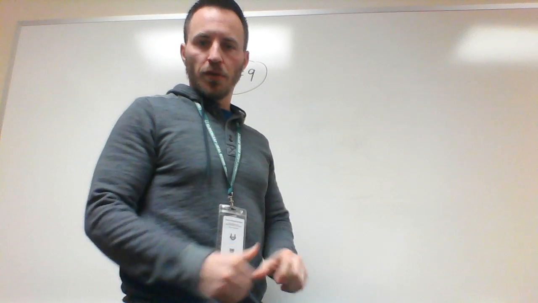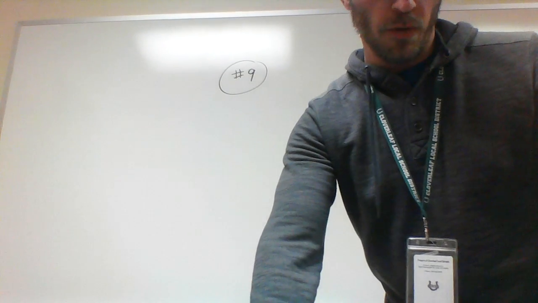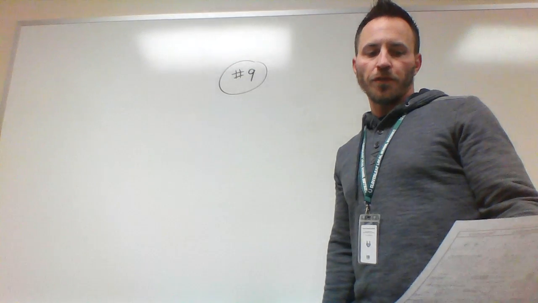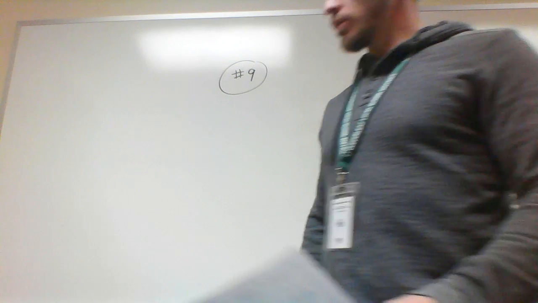Tuesday, Spiral Review number 9. If you look over my shoulder here, number 9. So the problem that we're looking at, a circle has a diameter of 24 feet. What is the area? So we're looking for area.